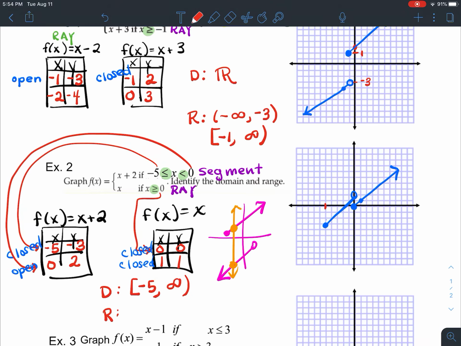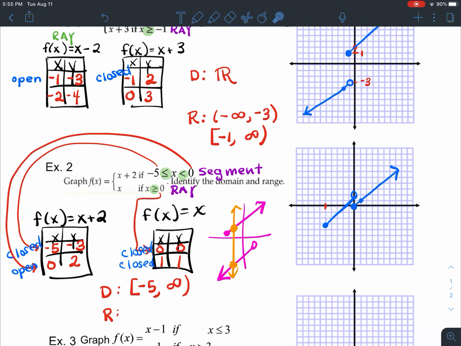So this graph starts at -5, so I'm going to put a bracket because it's including -5, and then it carries and includes all the x values to the right of -5 because of the way that these two connected. Okay, now let's look at the range.